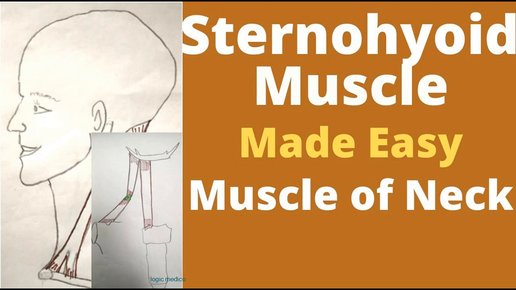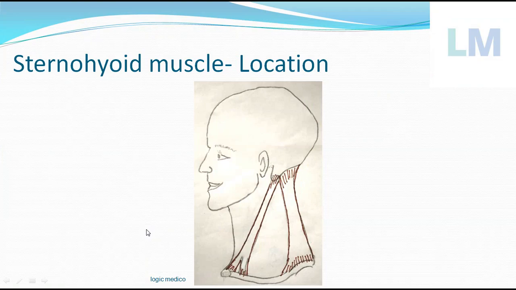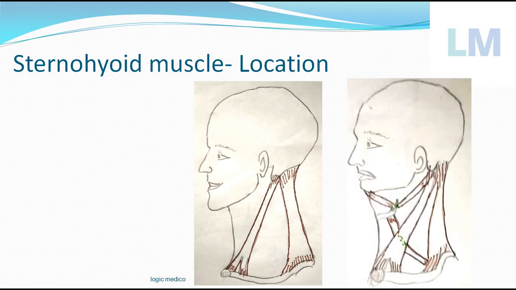Today's interesting topic is the sternohyoid muscle. It is one of the muscles of the neck. The sternohyoid muscle is located in the anterior part of the neck, just in front of the sternocleidomastoid. So this is the location.